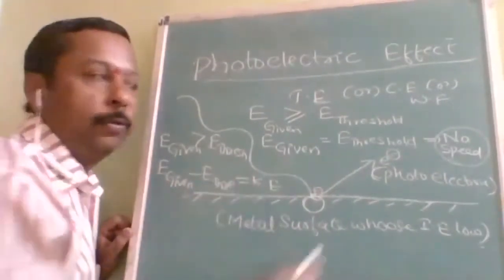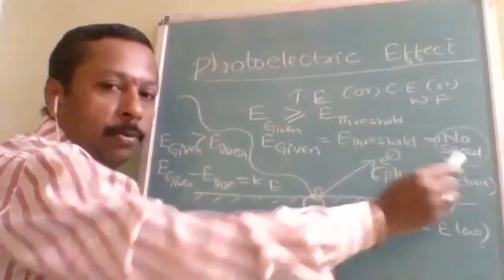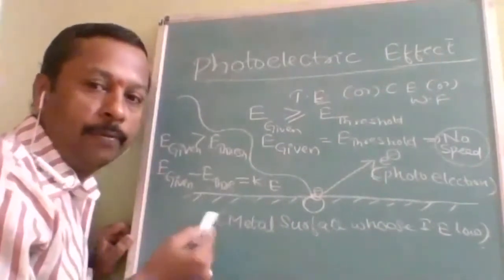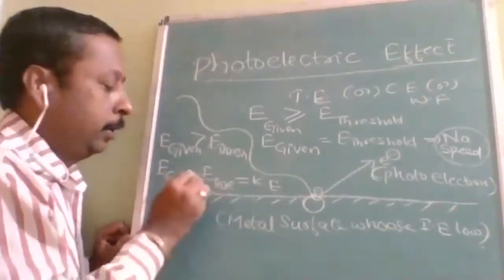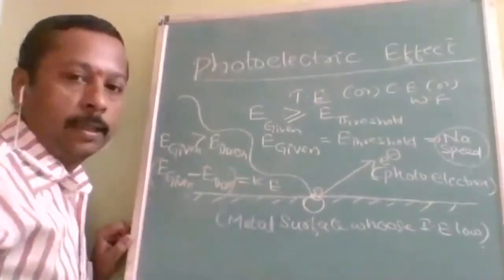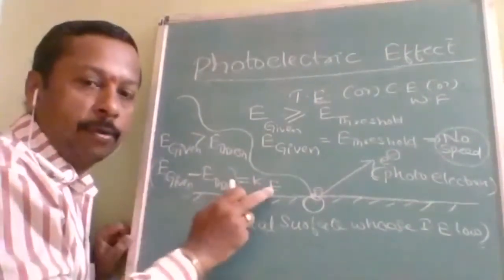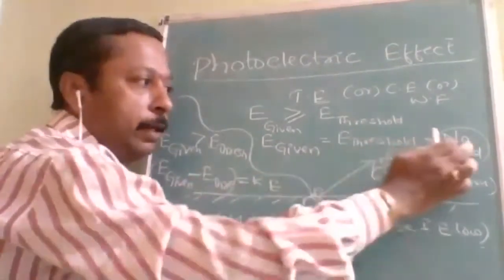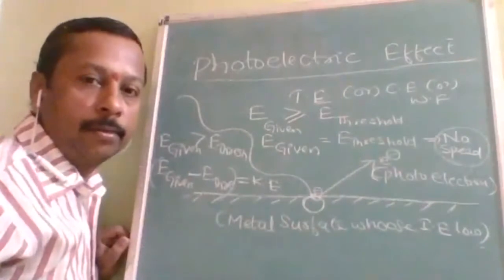If you don't give it, it will not move. If you give it, it will move. The more energy you give, the more will be the kinetic energy. So this gap, the difference, is deciding the kinetic energy. The more the difference, the more the kinetic energy. The less the difference, the less the kinetic energy. No difference, no kinetic energy. Is it understood, students?